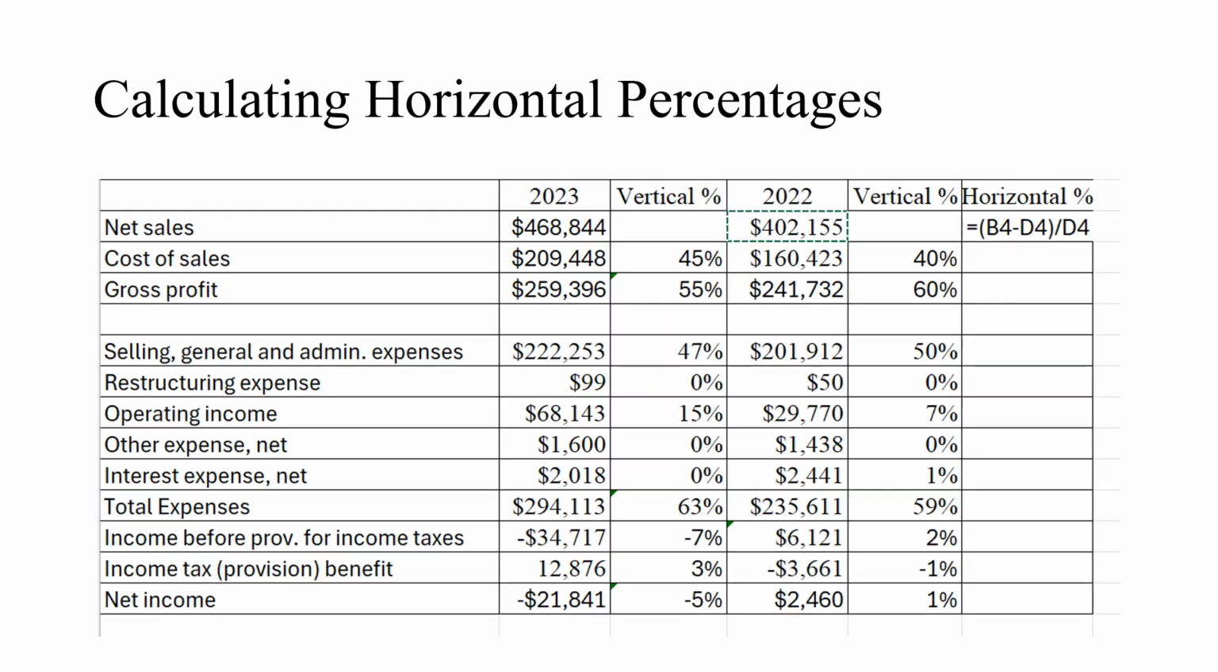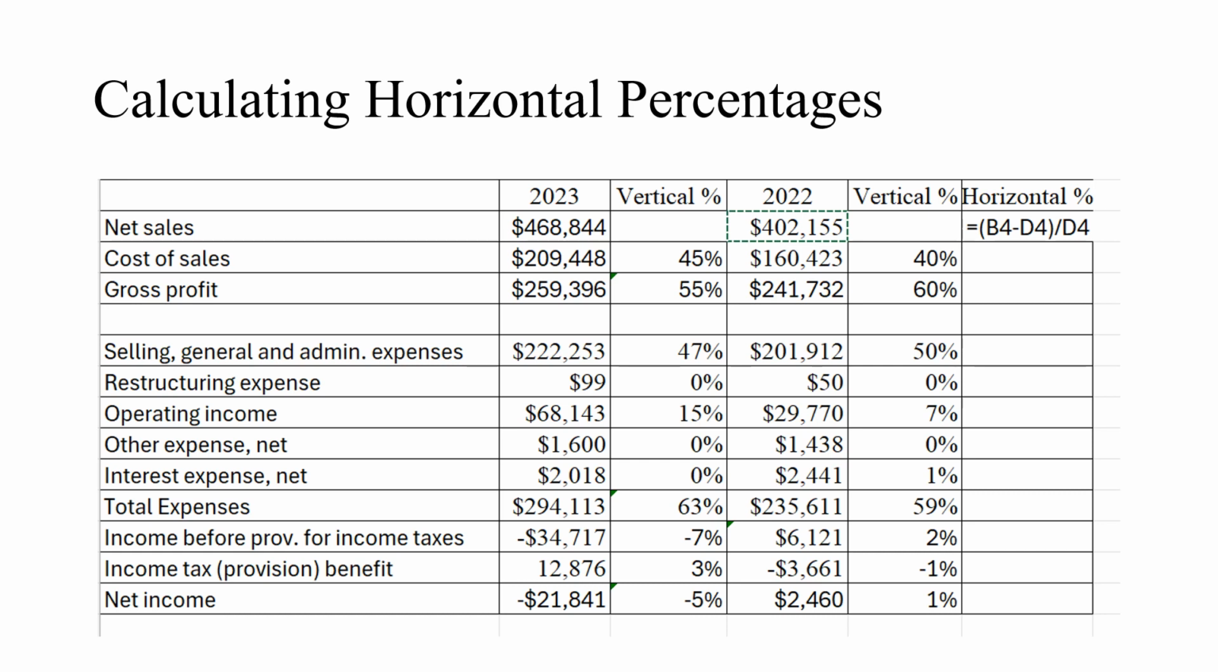Of course, we also want to calculate horizontal percentages. So let's take a quick look at how the horizontal percentages will be calculated. We simply put in another column, and now we want to figure out, for instance, in this case, how large a percentage increase sales were for 2023 compared to 2022.